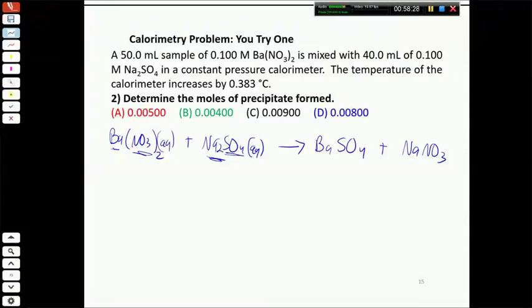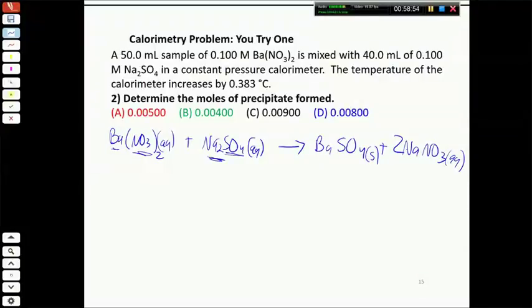Barium sulfate, we should recognize from our solubility rules, is insoluble. The heavier group 2 sulfates, calcium, barium, and strontium, are going to be insoluble. So that one's our precipitate. This one remains dissolved in solution, and we need some coefficients here. We need a 2 there, and I think that's all we need. It's just a coefficient of 2 to balance this reaction. Okay? So that's the balanced chemical equation.